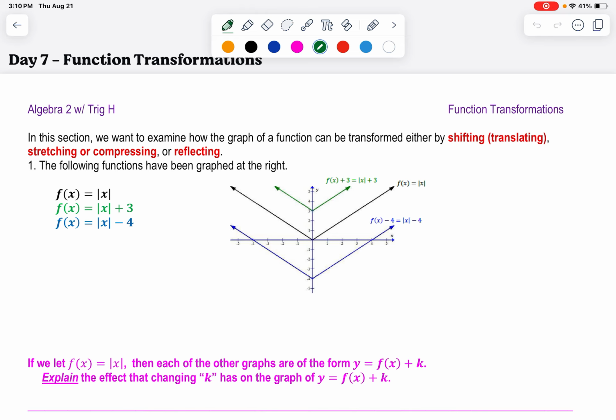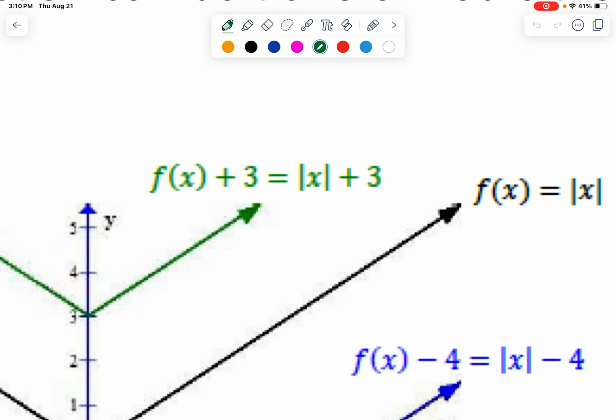So that plus 3 on the end and that minus 4 on the end is moving it up 3 and down 4. If you look at these little equations up here, it can be written, because this is the absolute value function, the absolute value plus 3 more. Notice the 3 is on the outside of the function for this vertical shift. Or you can write the function is shifted up 3. So the function plus 3.